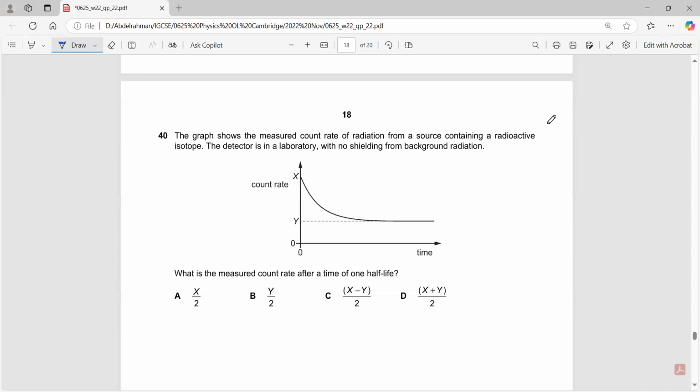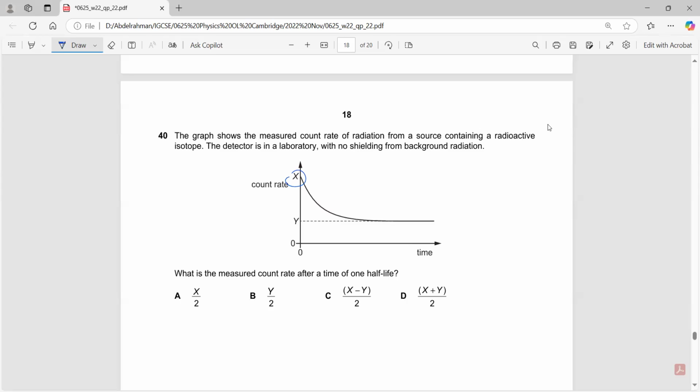So basically, to find the count rate after a time of just one half-life, background radiation is Y, and X is the total radiation. Can I find one half-life? Yes. This is a rather new way of thinking of how to answer this question. Usually we take the initial count rate and divide by 2, which would give you the half-life.